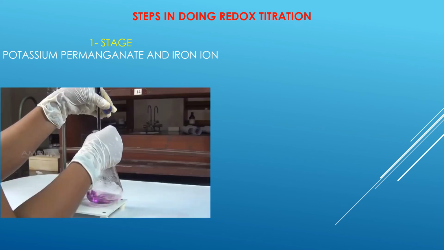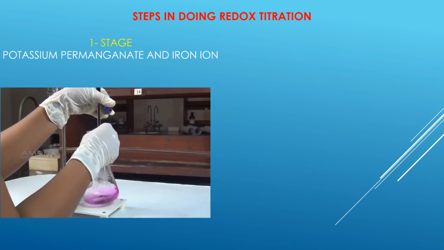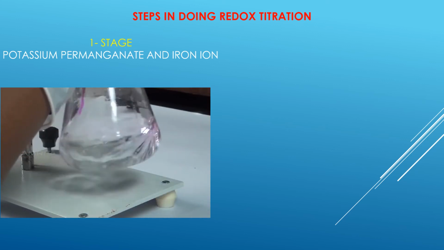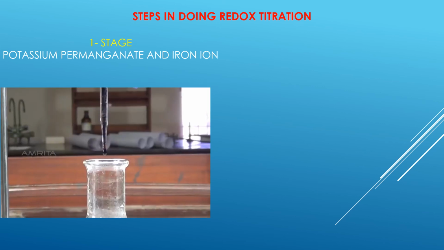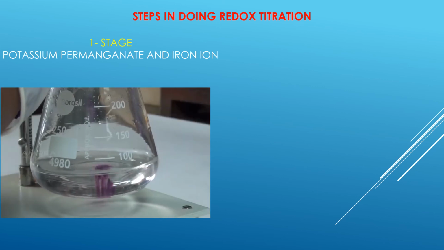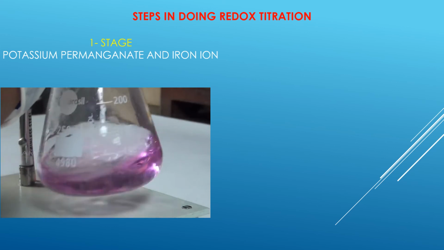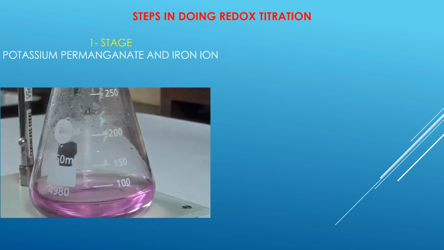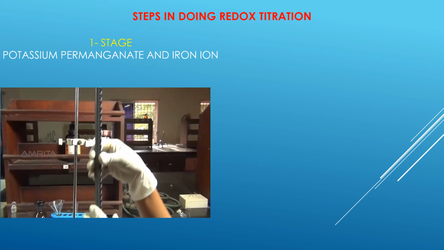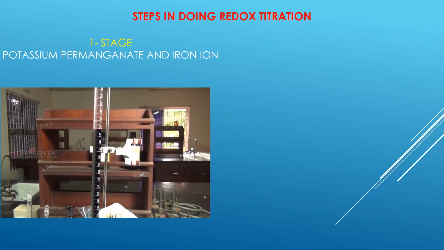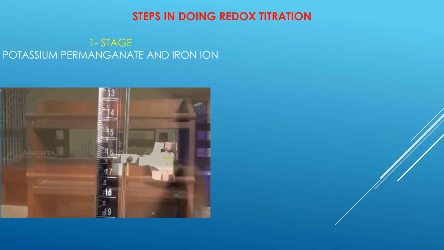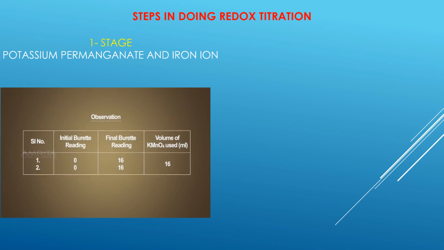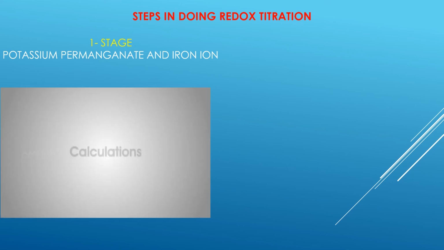Run potassium permanganate solution dropwise from the burette into the conical flask with constant shaking of the solution in the conical flask. Continue till the color of the solution changes from colorless to light pink on addition of the last single drop of potassium permanganate. This is called the end point. Note down the final burette reading and repeat the same procedure until concordant values are obtained. Record the observations in the tabular column.